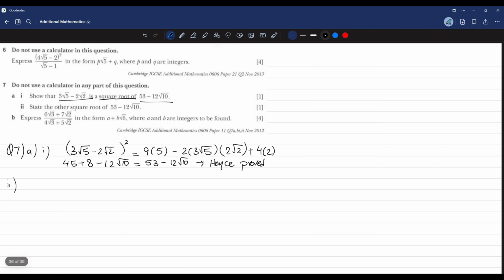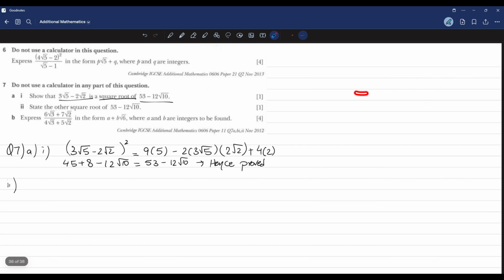For part 2, they have told us to state the other square root of 53 minus 12 under root 10. Now, this may look confusing, but it isn't, to be honest. You all know that whenever we take something out of an under root, for example, under root 9, we have two possible values for under root 9, which are positive or negative 3. So we have that term of positive and negative.